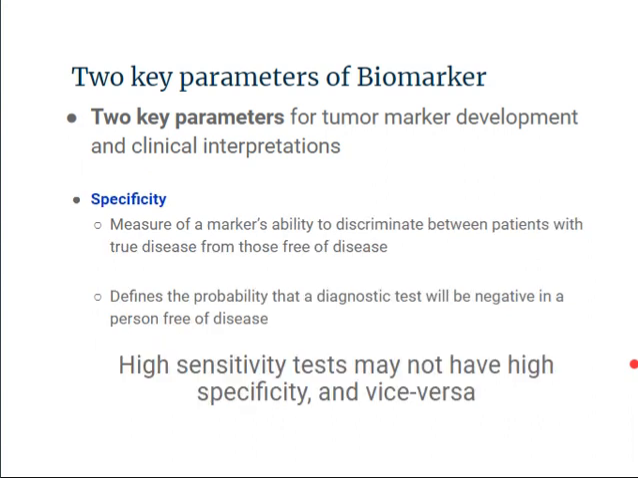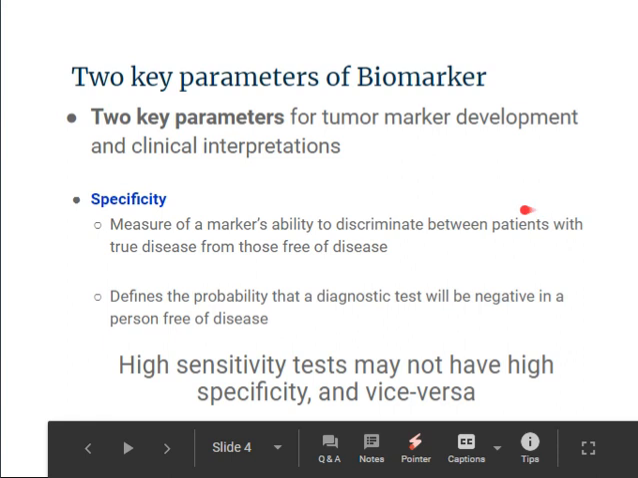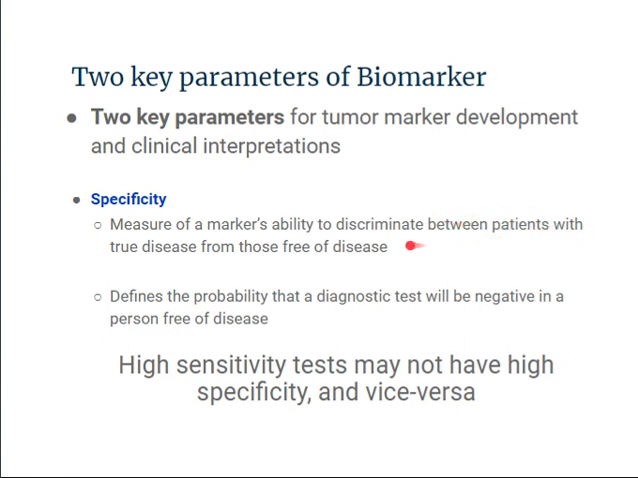The next parameter is the specificity, which is the measure of the marker's ability to differentiate or discriminate between patients with true disease and those which are free of disease, or the non-cancer patients. Hence, a marker with high specificity will give negative results in a person free of disease.